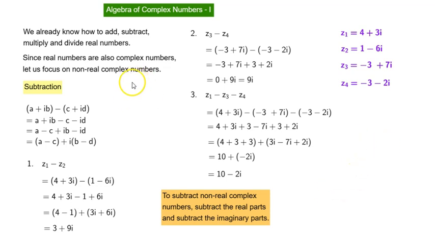So we have seen, with respect to algebra of complex numbers, addition and subtraction.